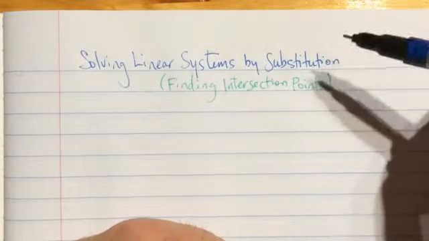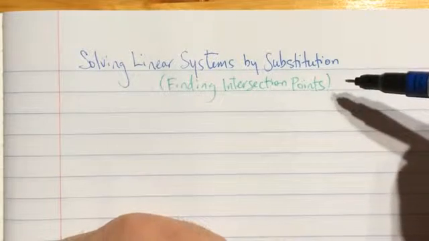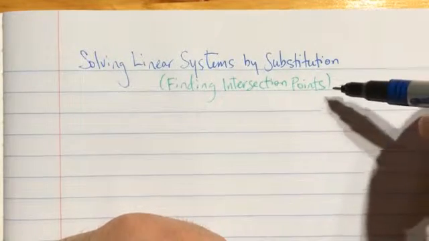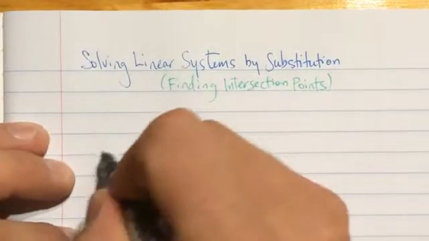Let's look at how to solve linear systems by substitution. That is, if we have a couple of equations for lines, let's find out where those lines intersect. This can happen in three different ways.